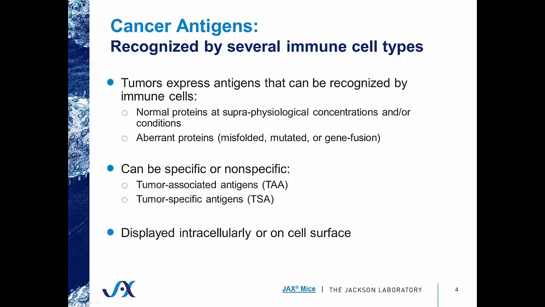These antigens can be expressed only by tumors, so-called tumor-specific antigens, or they can be expressed by both normal cells and tumors, called tumor-associated antigens. And although we typically think of antigens being displayed on the cell surface, they can also be expressed intracellularly as well as on the cell surface. Cancer cell antigens are the primary gateway for immune cell recognition and serve as the foundation of cancer immunotherapy. And so today we'll be discussing different mouse models that are used to develop these types of compounds.